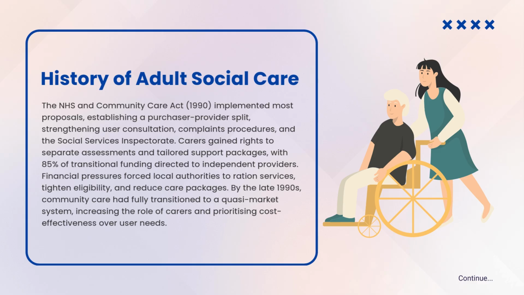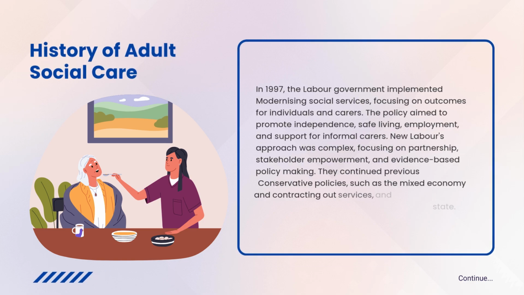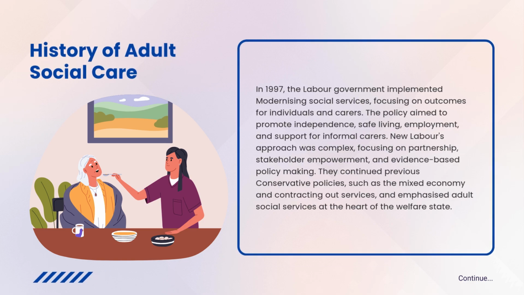By the late 1990s, community care had fully transitioned to a quasi-market system, increasing the role of carers and prioritising cost-effectiveness over user needs. In 1997, the Labour government implemented modernising social services, focusing on outcomes for individuals and carers. The policy aimed to promote independence, safe living, employment, and support for informal carers.